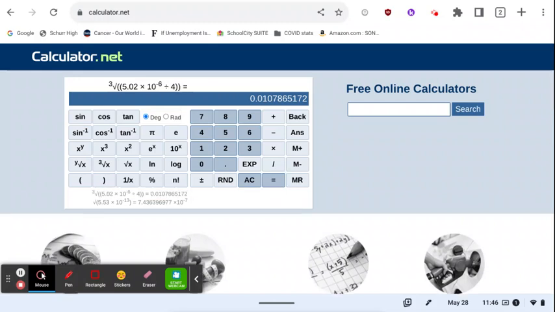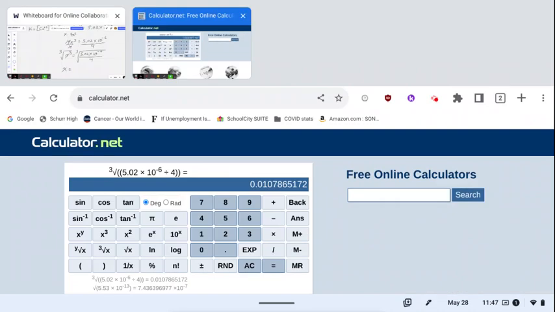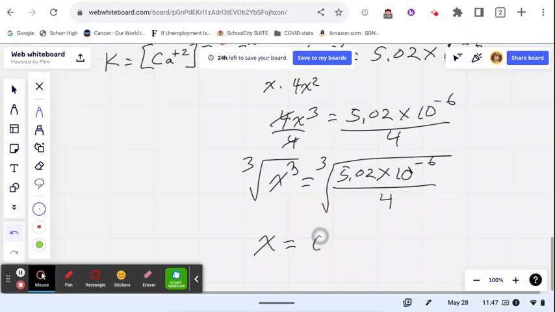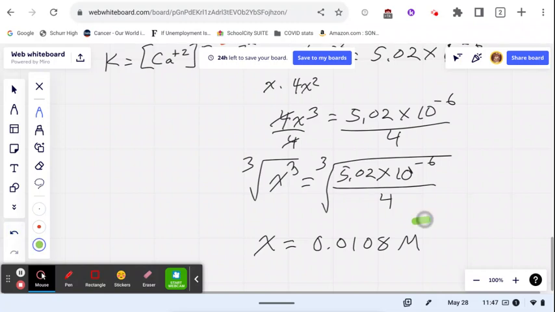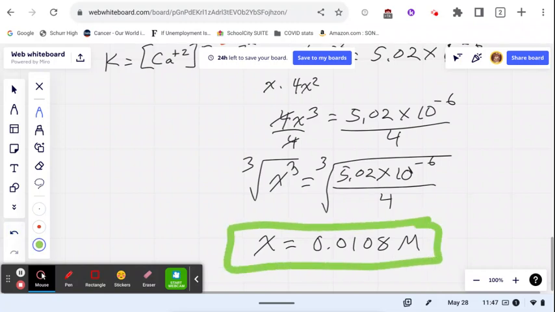And that's going to give me 0.0108, rounded to 3 significant figures. So 0.0108 molar. That's much more soluble than the other one. Not very soluble, you're going to get a little more than 0.01 moles per liter, but still, it's much more soluble. So that's going to be our solubility of our calcium hydroxide. Okay, so that's how you do those problems.